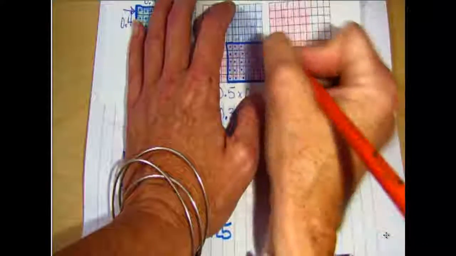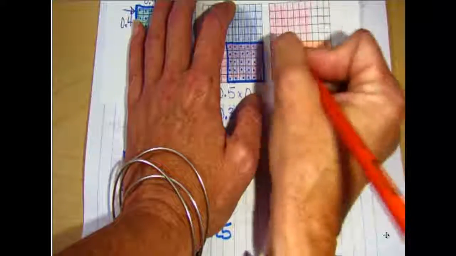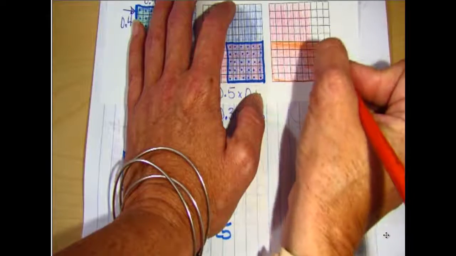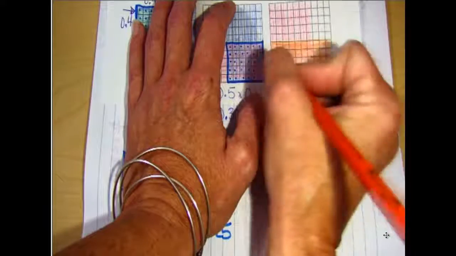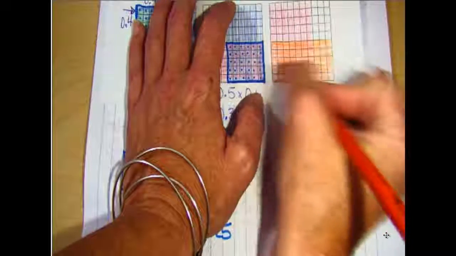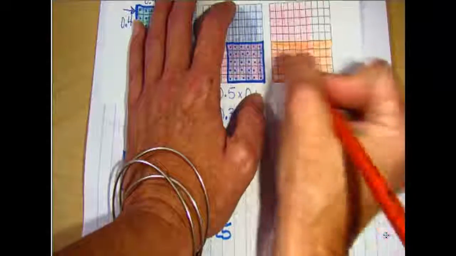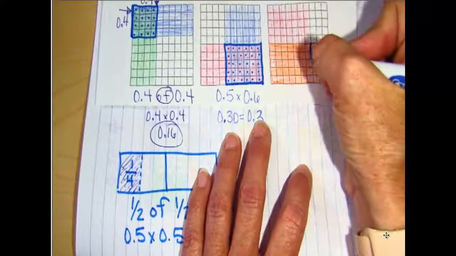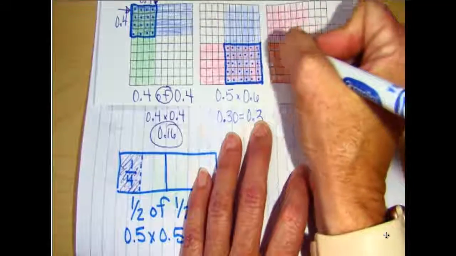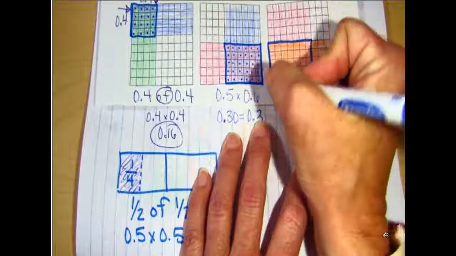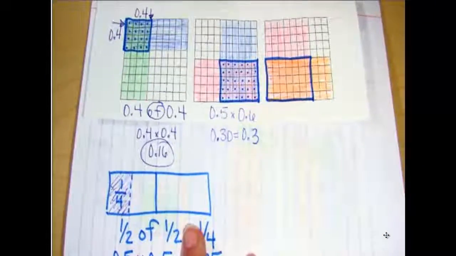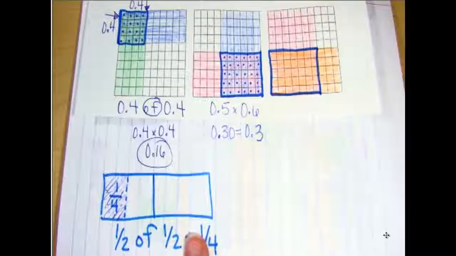So on this one, you're copying mine, and now you're going to be expected to write the problem that matches my model. And just for clarification, I'm going to draw a box around that corner in case the overhead isn't projecting what I want it to.